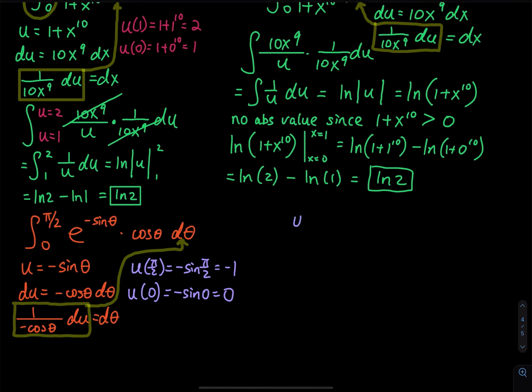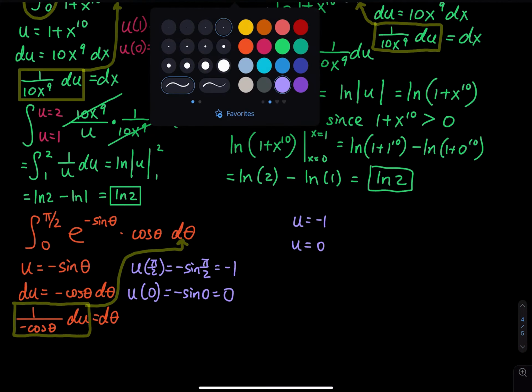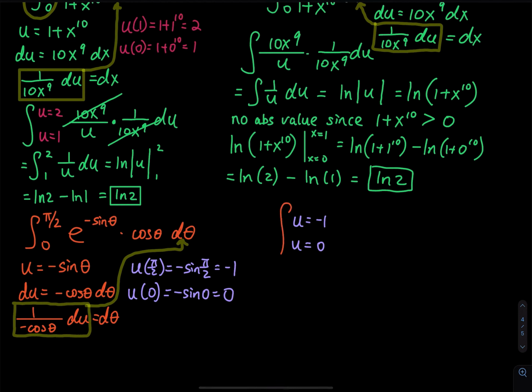So you have u equals negative 1, and then u equals 0. And then for the rest of the stuff, you have the integral of e to the u, and then you have a cosine of theta, and then the d theta becomes 1 over negative cosine of theta du. All right, that part came from the change of variable.